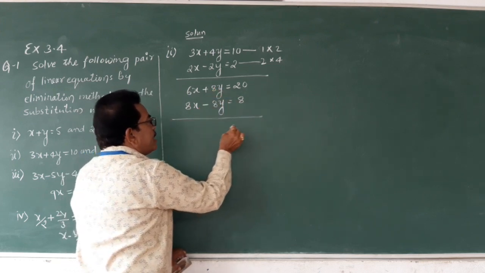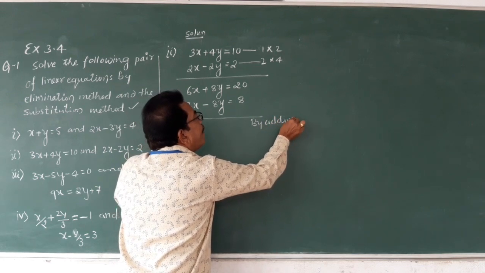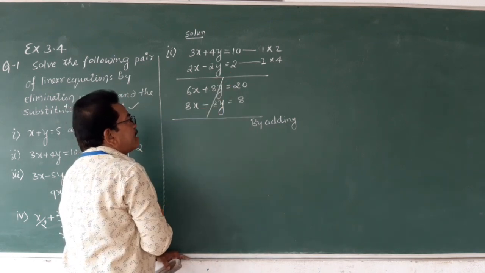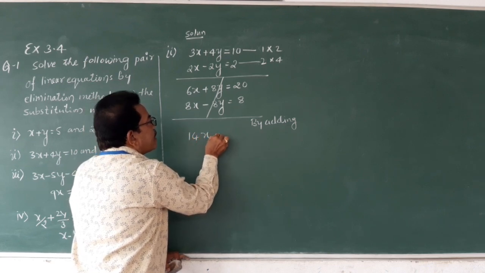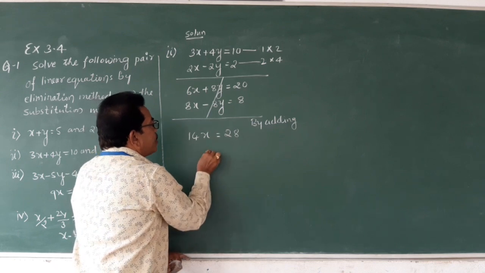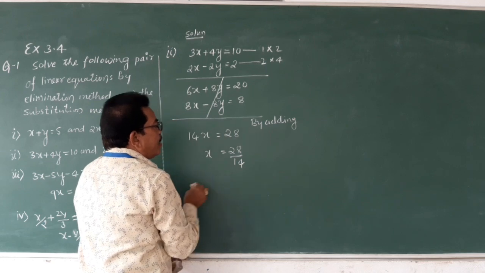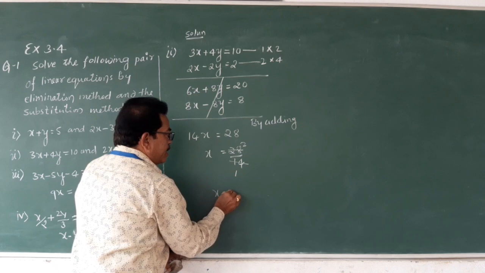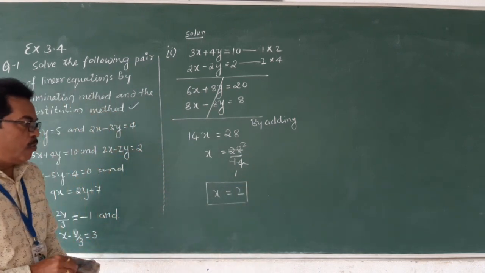See, difference of sign is there, so what we have to do? By adding. By adding, what happens? Plus and minus gets cancelled. So 8 plus 6, 14x equals to 28. Then x equals to 28 divided by 14. 14 ones are 14, 14 twos are 28. x equals to 2. The first solution, x equals to 2.